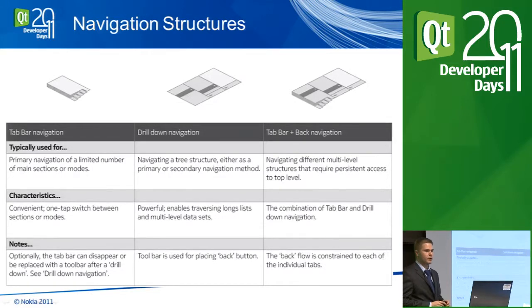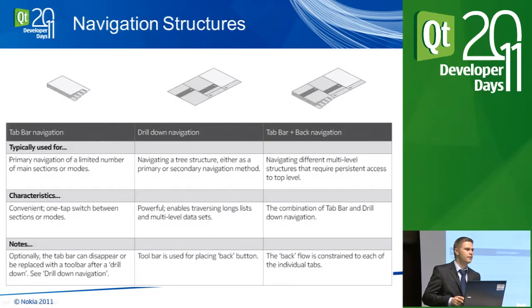So there's a couple of different navigational structures. We have tab bar navigation, and we have drill down navigation. Tab bar is basically for UIs that you want to switch. I mean, you have parallel UIs, parallel things like different categories of settings, for example, or different views into the contacts list on your device, something like that. And drill down is for information that's more tree-like structured.